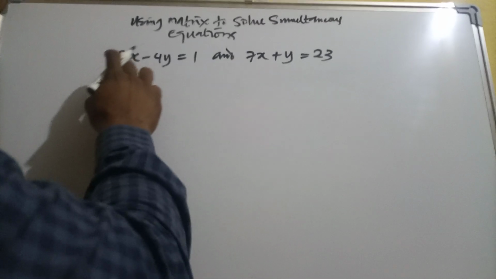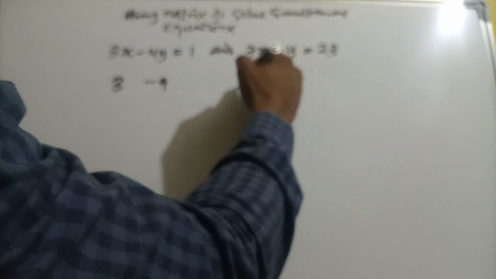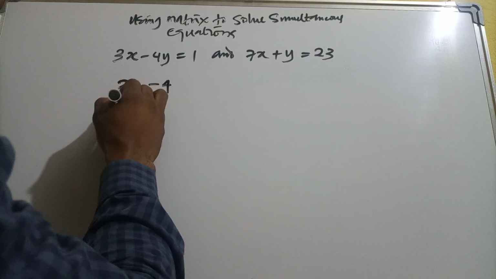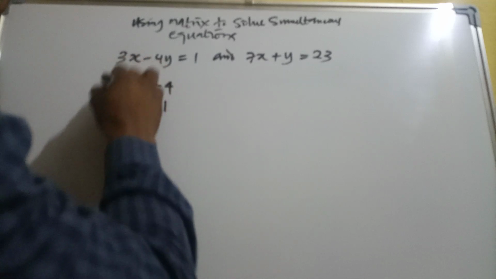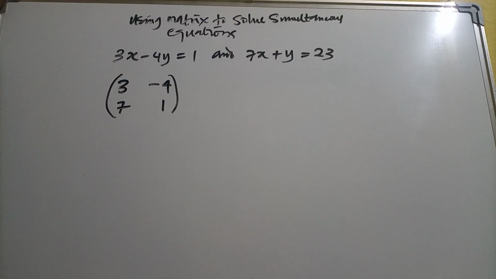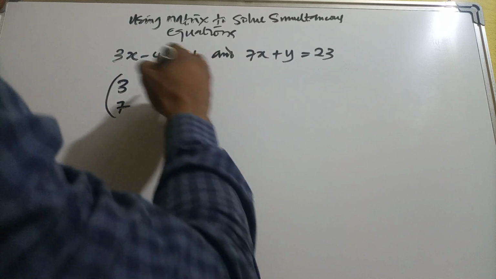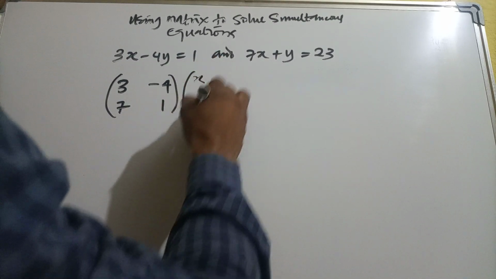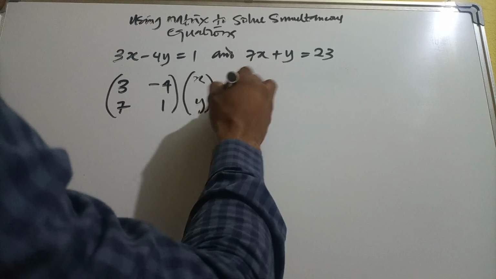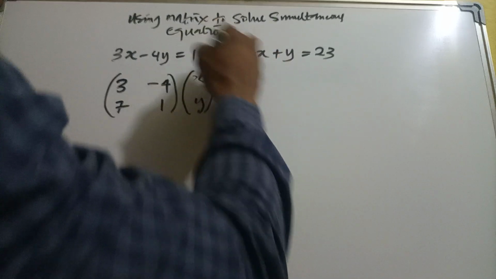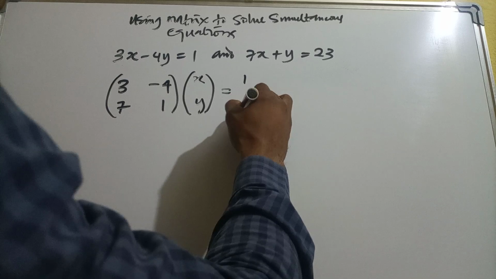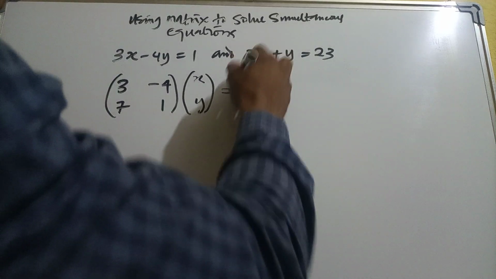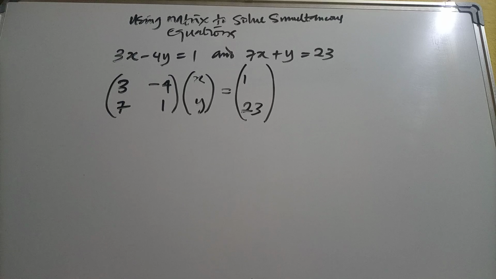We take the coefficients on the left-hand side of this equation, which are 3 and minus 4, and also the coefficients on the left-hand side of this equation, which are 7 and 1. We put them in a bracket. Then we multiply it by the column matrix of x and y, and we equate it to the result, 1 and 23. We put it in a column matrix as well.